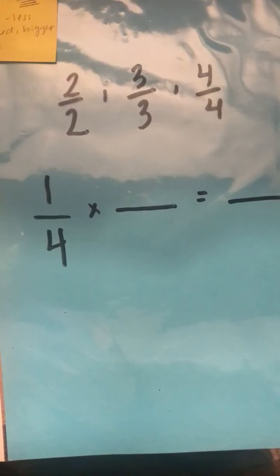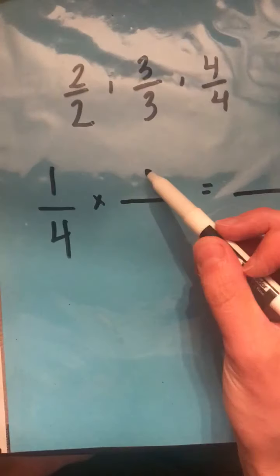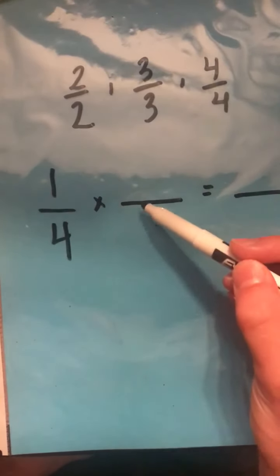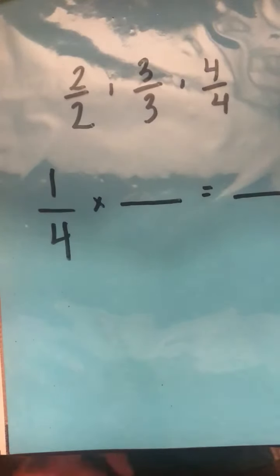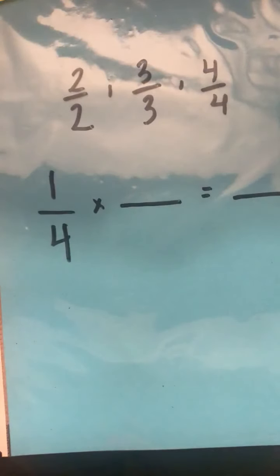So when you're ready, you can go ahead and pause this video, and you can pick a fraction that you would like to multiply 1/4 by to get your equivalent fraction. Then you can use a number line, your fraction strips, or your fraction circles to check to make sure that your two fractions are equivalent. When you're done solving that problem, you can go ahead and press play again.